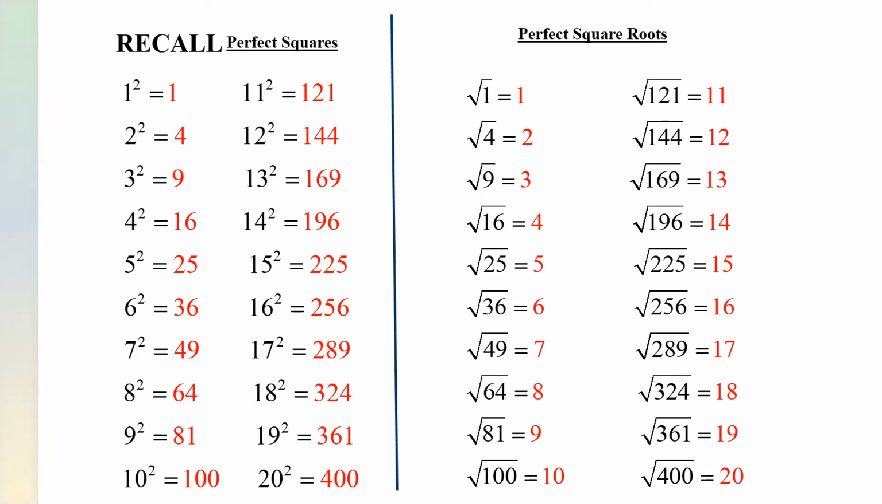Recall your perfect squares and perfect square roots. So squaring a number, as you see on the left side of the screen, is the reverse process of finding the square root of a number, which is what you see on the right-hand screen. So you're going to have to get familiar with your perfect roots, especially when you want to factor perfect squared trinomials.